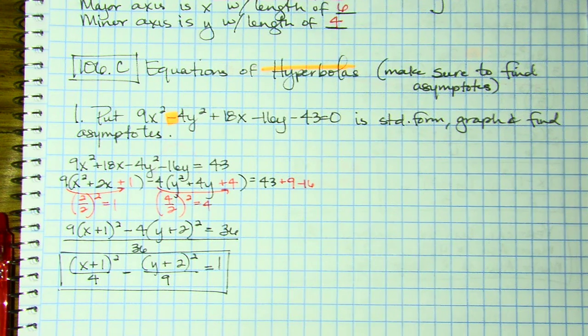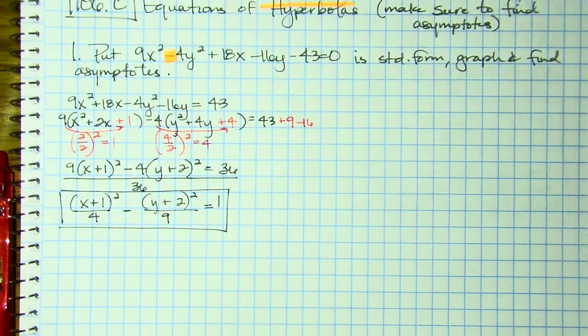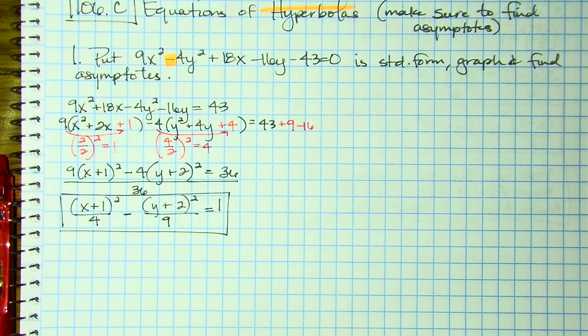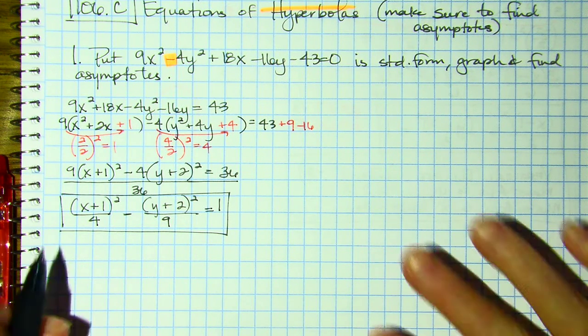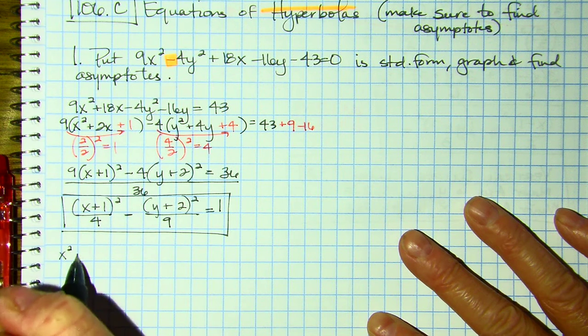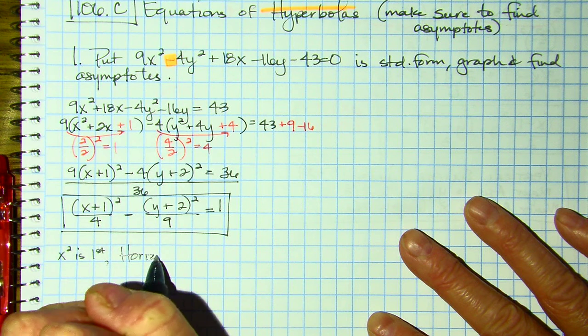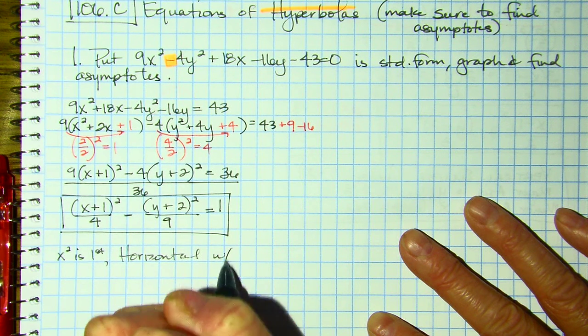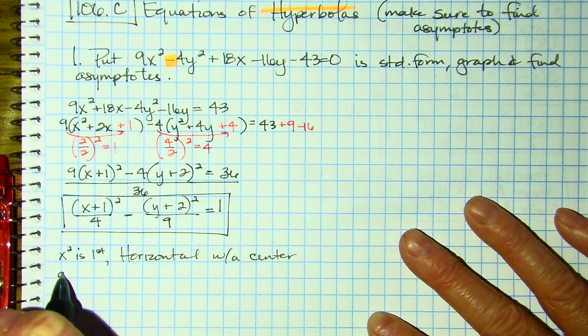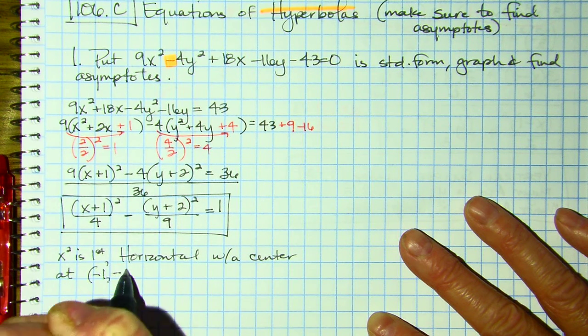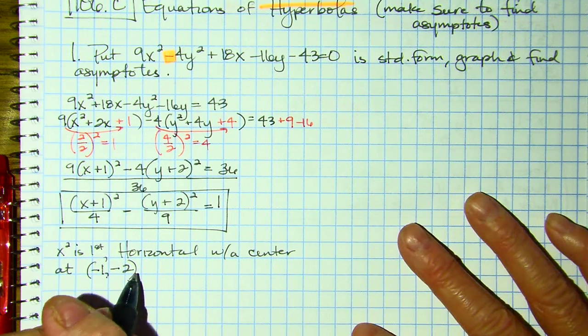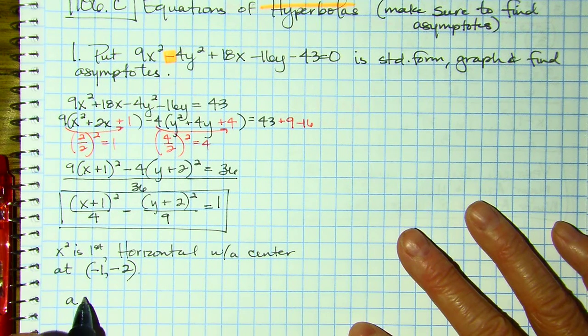All right. So this one, because x squared is first, this is horizontal. So it's different rules. So this is horizontal with a center at -1, -2. Okay, so A is always first, so A is 2, B is 3.